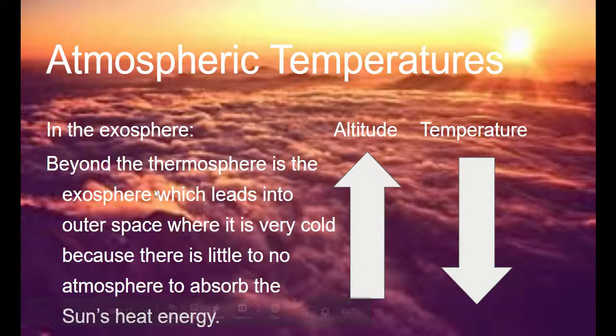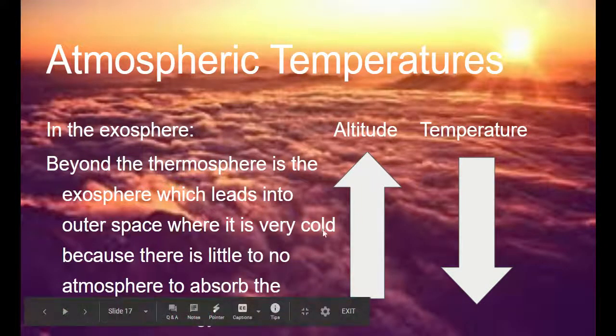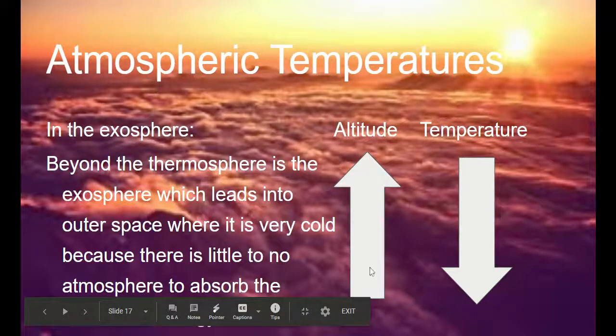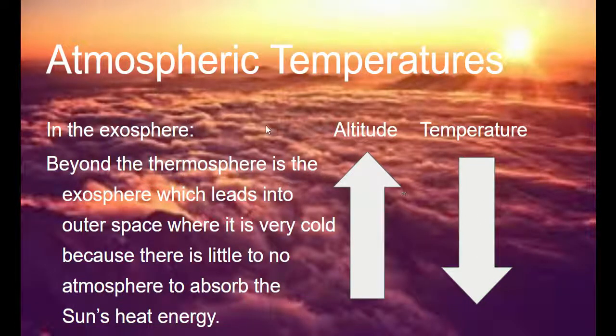And then the exosphere, okay, beyond the thermosphere is the exosphere, which leads into outer space where it is very cold because there is little to no atmosphere to absorb the radiation, right? So altitude goes up again, temperature goes down. All right, altitude goes up, temperature goes down.